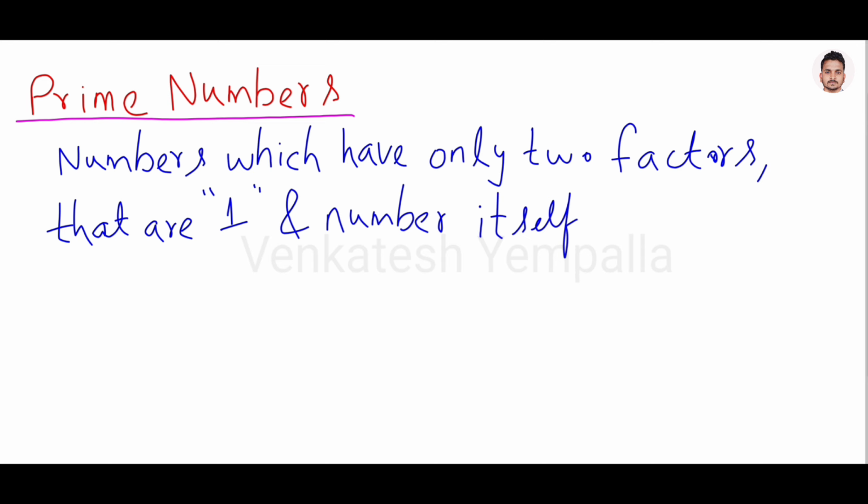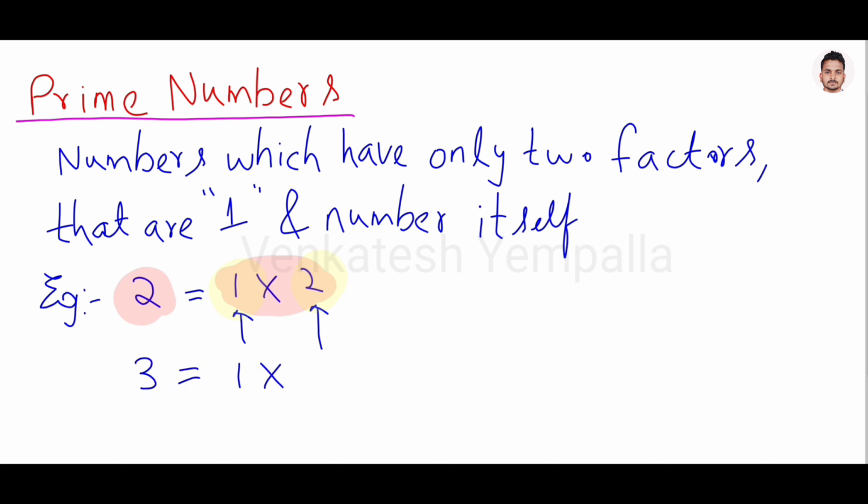For example, if we take 2, what are the factors for 2? 1 into 2. So here 1 is one factor and 2 is the second factor. So in total we have two factors. The definition of a prime number says the numbers which have only two factors. What are those? 1 and itself. Here we have taken the example 2. For 2, the factors are 1 and 2, where 1 is 1 and 2 is the number itself.